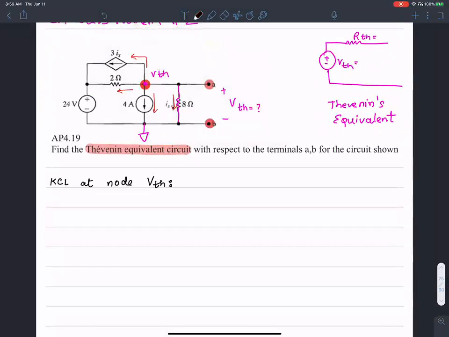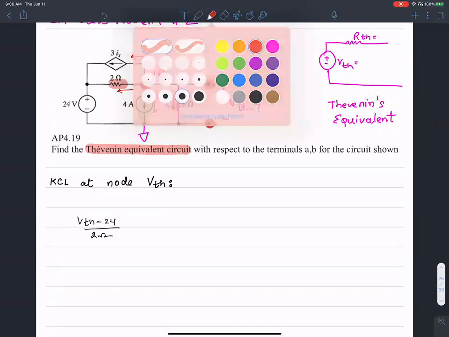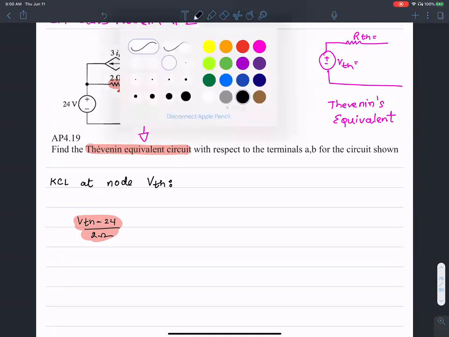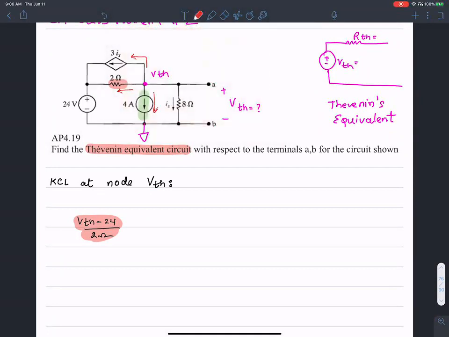The equation: V Thevenin minus 24 by 2 ohms. That corresponds to the current flowing in that branch. Then there's a current flowing down below. Earlier, this current corresponded to the current flowing in the left. Then there is another current. Then there's a third branch of current, this guy.